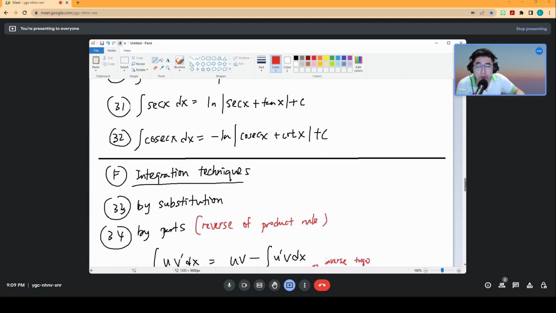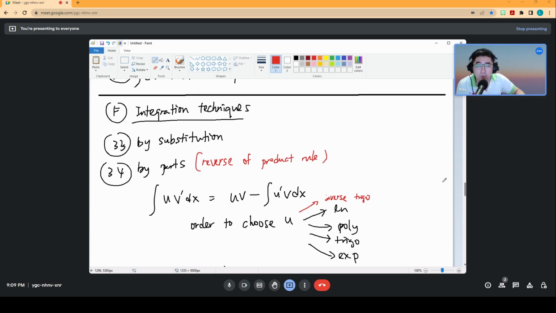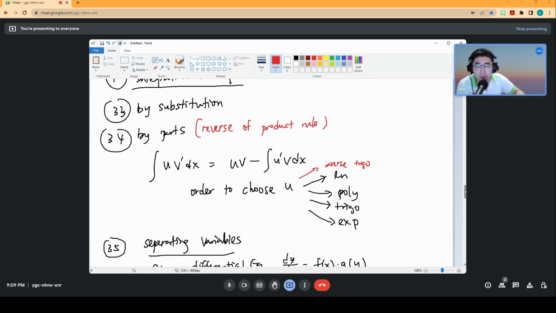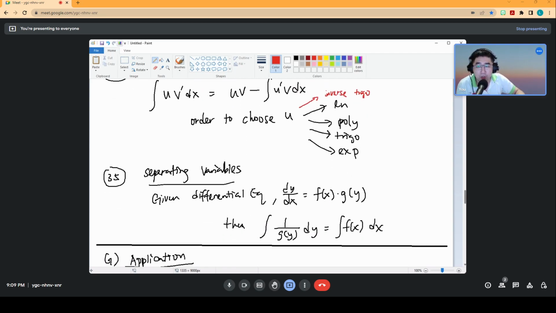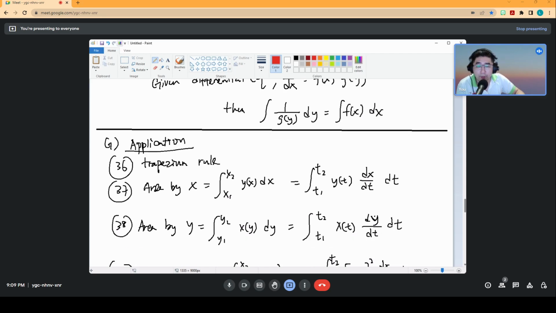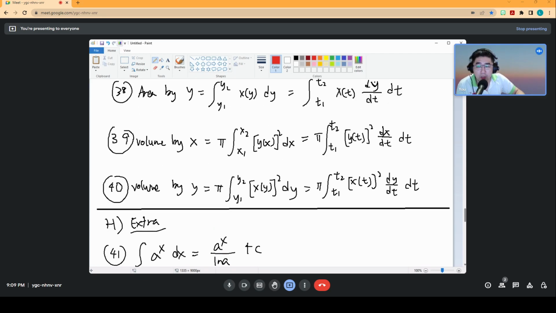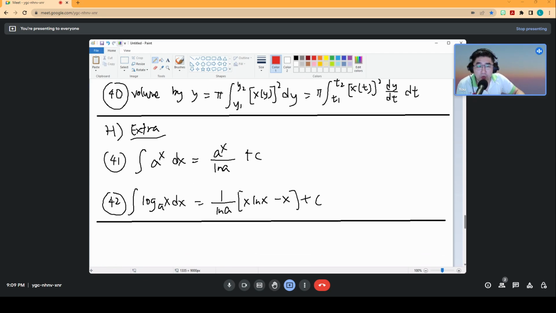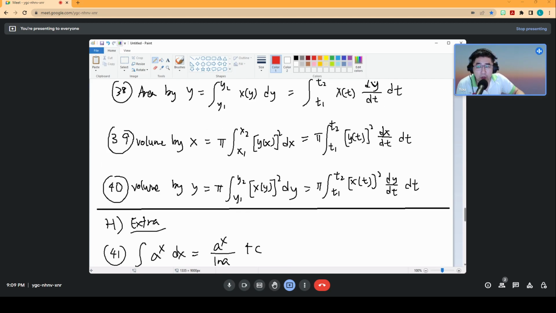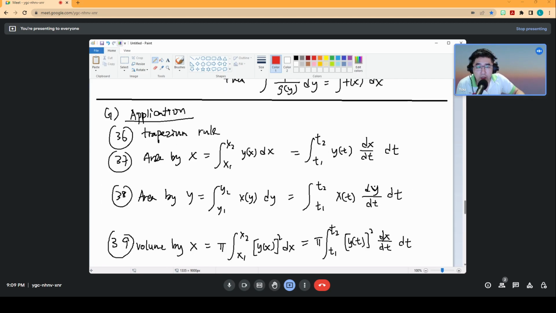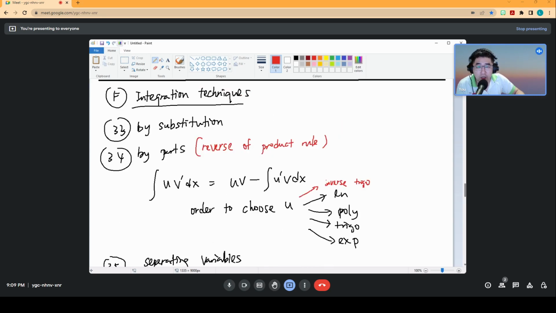We have integration technique. Your P3 will be focused on integration technique. There will be 3 techniques here. Then will be application, and comes to extra. So total of 42 formulas. The A, B, C, D, E, F, G, H actually appear like this.